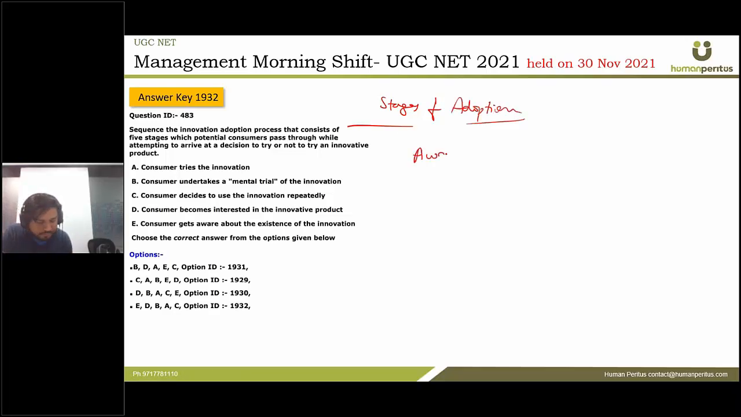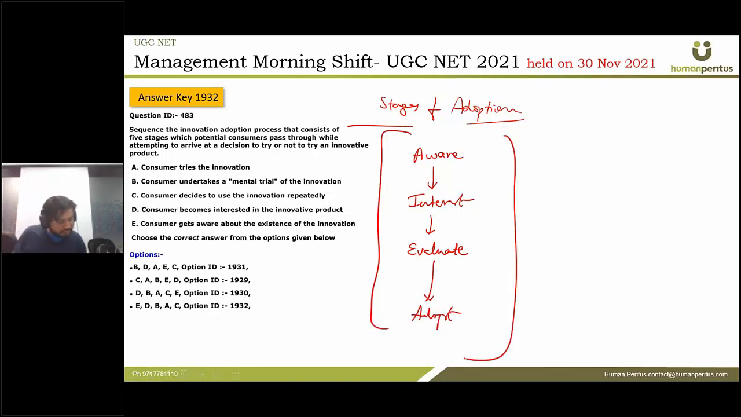First stage is aware. Then the next stage is the consumer getting interested. Third stage is the consumer evaluates that product, whether in their mind or by taking a test drive or anything. Finally, he or she adopts that product. Okay, so if you see the options here, you can easily say that E is talking about awareness, getting aware. Okay, then D is specifically talking about interest. So ED, if we see the ED pattern is only given in this option, therefore this would be the correct answer.